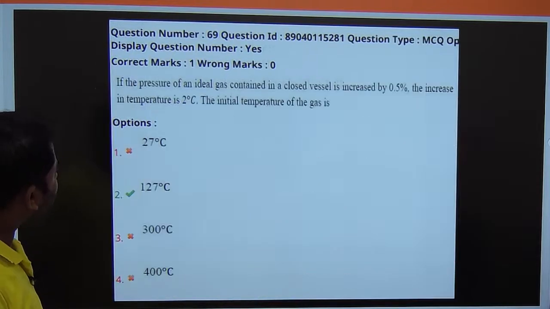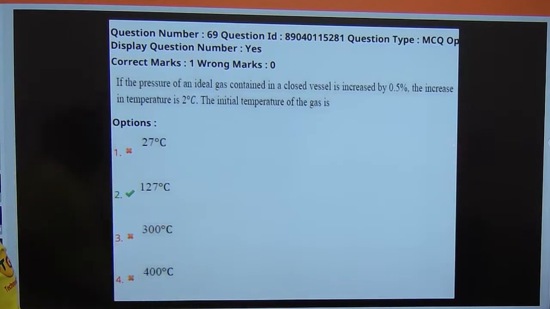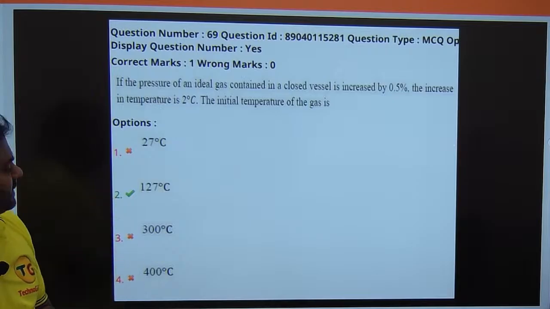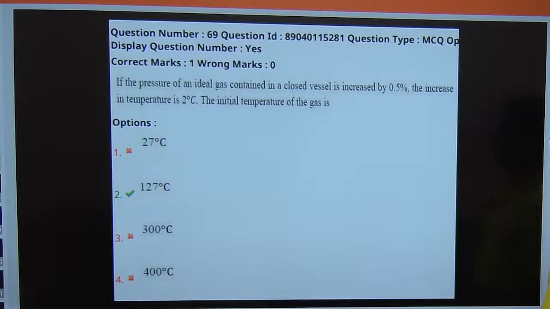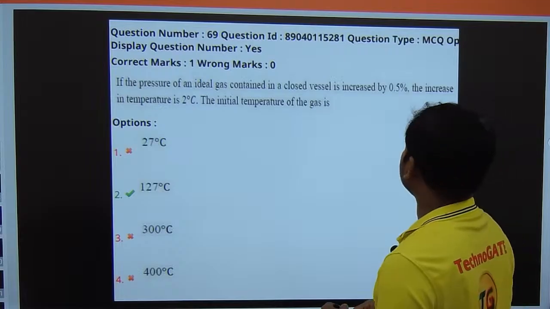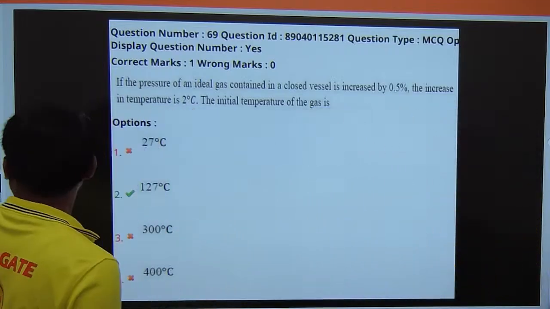Fine. Question number 69. So this is based on the ideal gas equation. I believe it is easy. It is given that the pressure of an ideal gas contained in a closed vessel is increased by 0.5%. The increase in temperature is 2 degrees. So we need to get the initial temperature of the gas. So let us take the data.